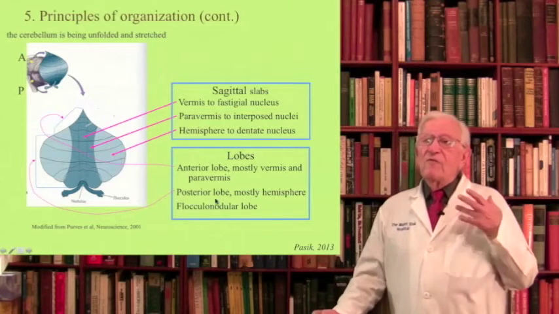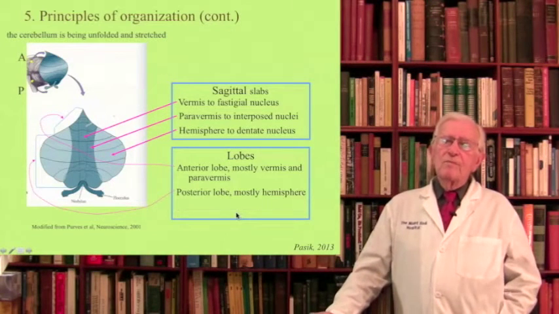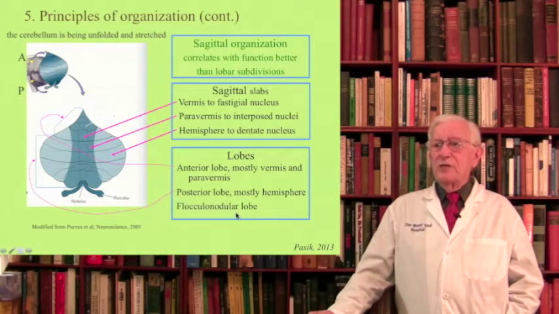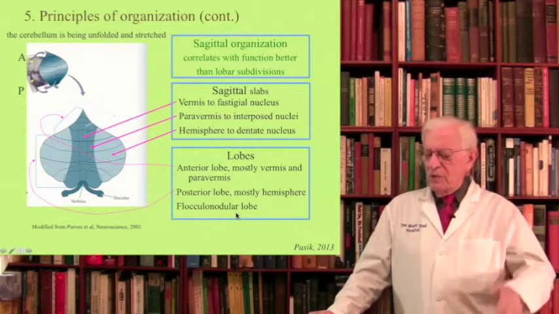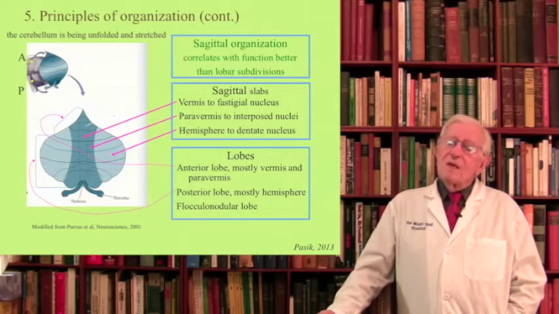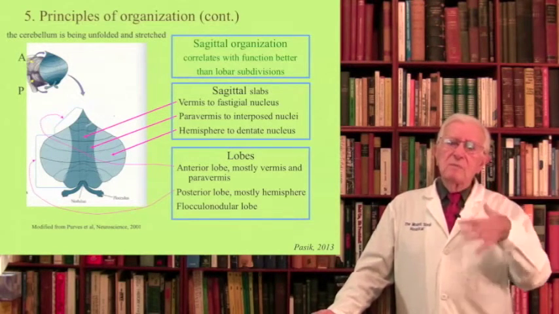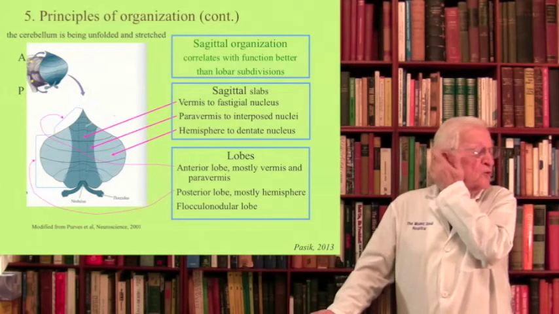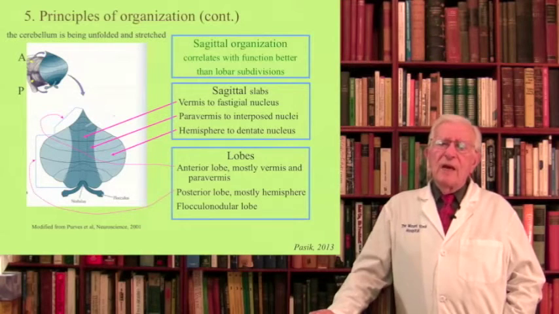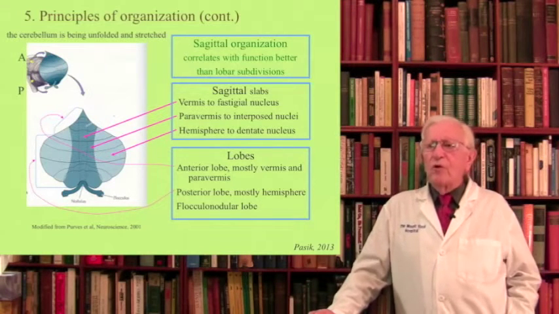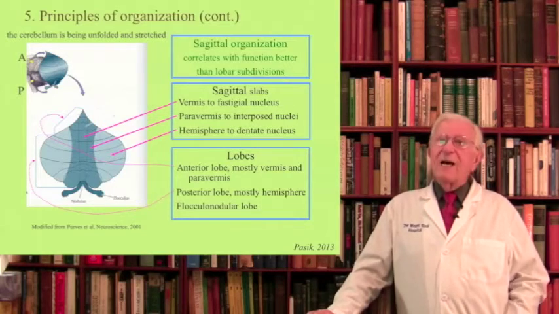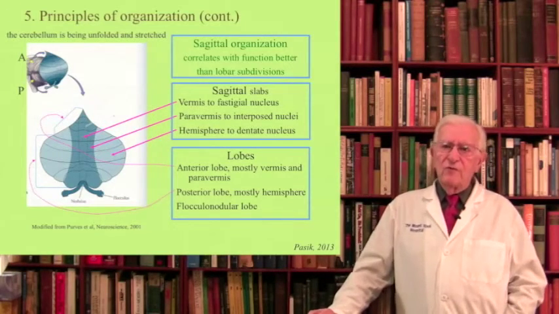All right, from a functional point of view, the sagittal subdivision of the cerebellum makes more sense, as we are going to see eventually when we discuss function. All right? So essentially, this lobar subdivision into anterior, posterior, and flocculonodular does not follow function faithfully, whereas the slabs do follow functions faithfully.